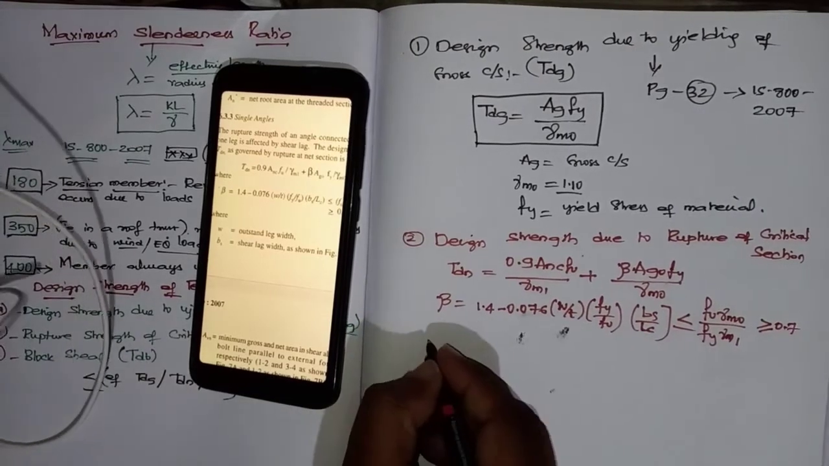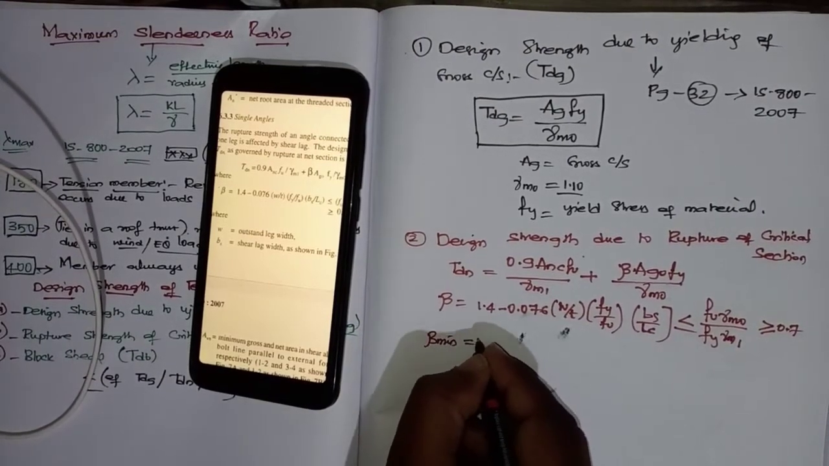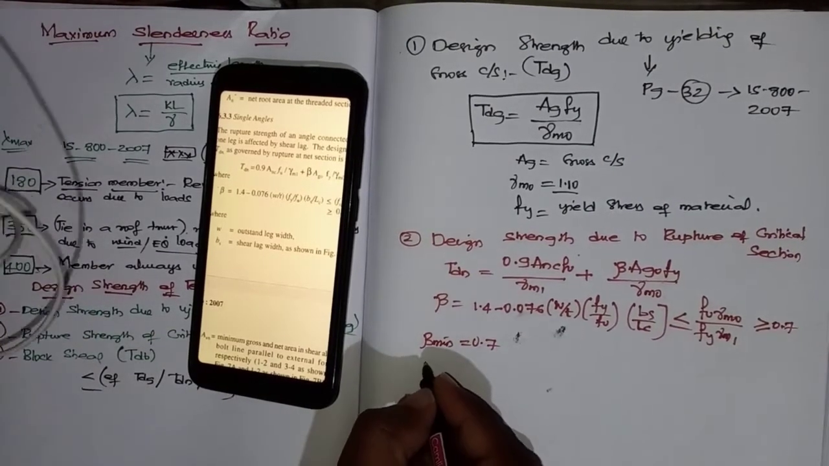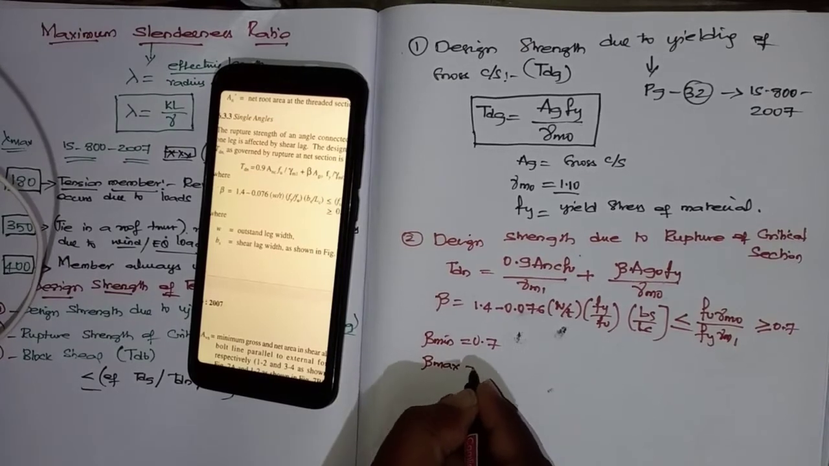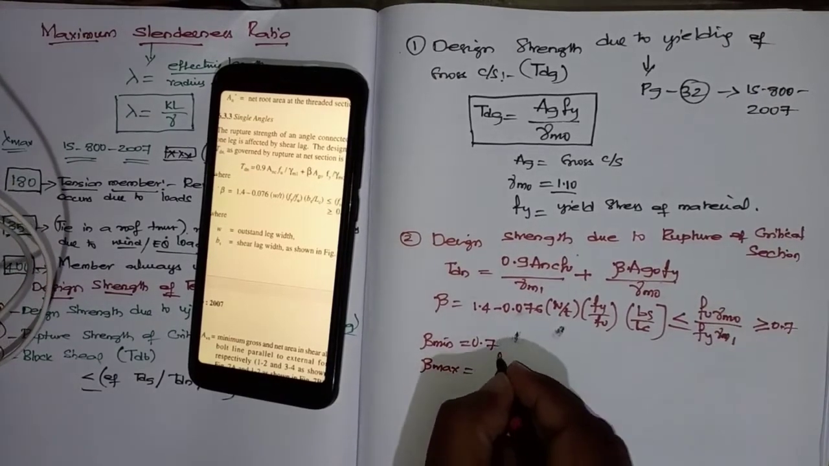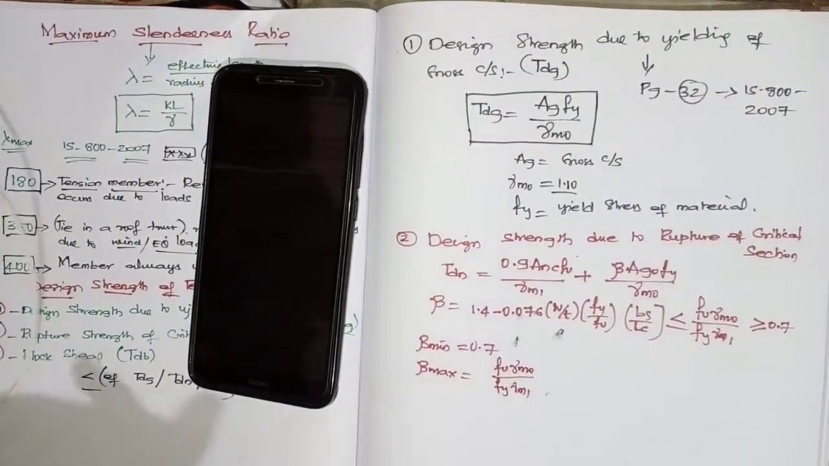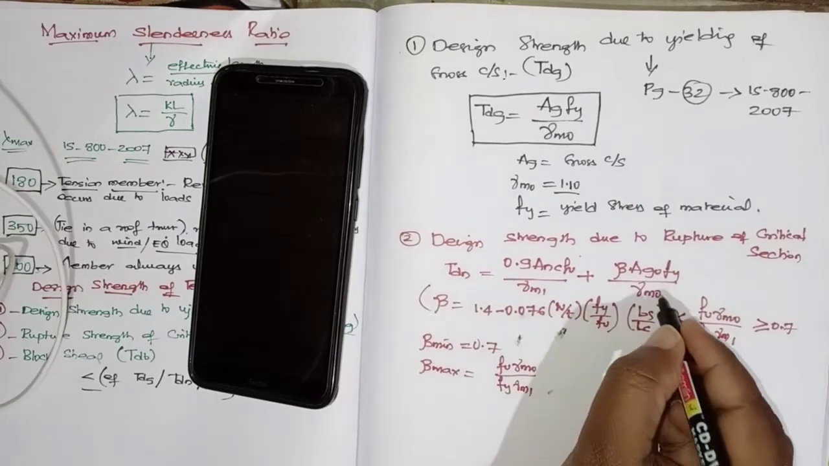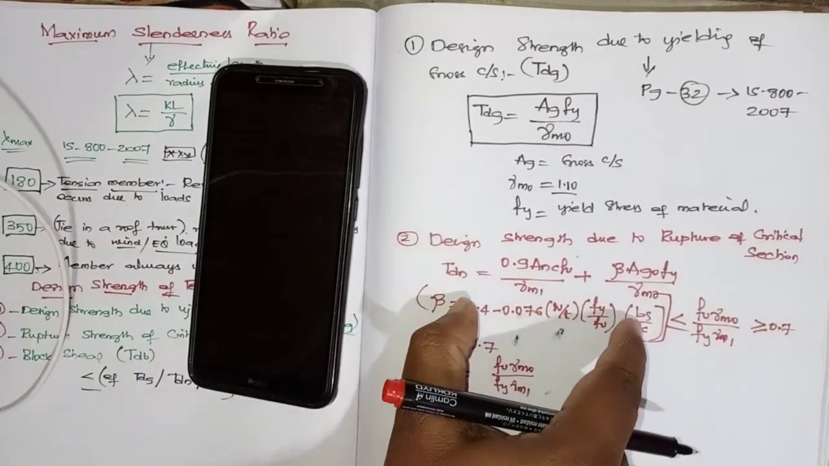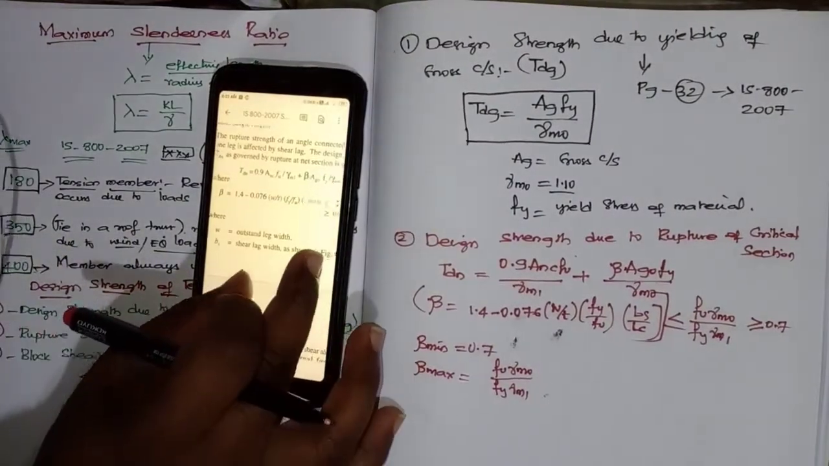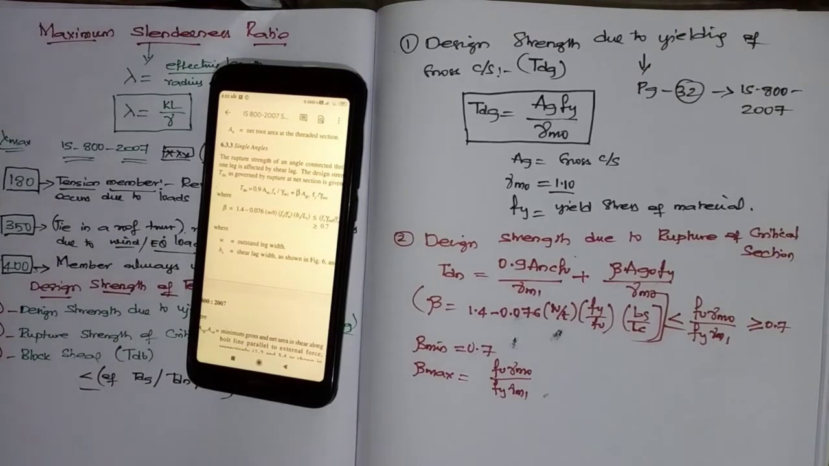Means minimum, beta minimum is how much? 0.7. Okay, and beta max is how much? This formula. Okay, means the value you are obtaining with this formula should be in between these two. Now what is this ANC and what AGO means?